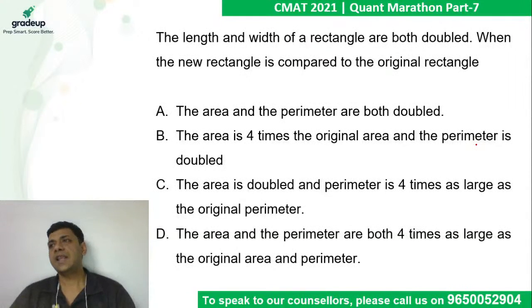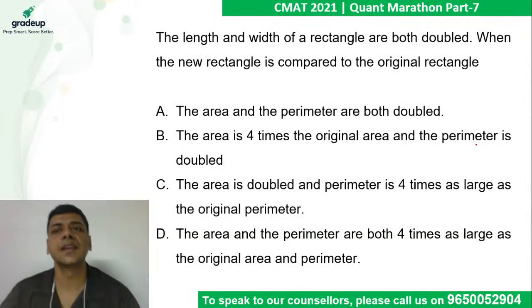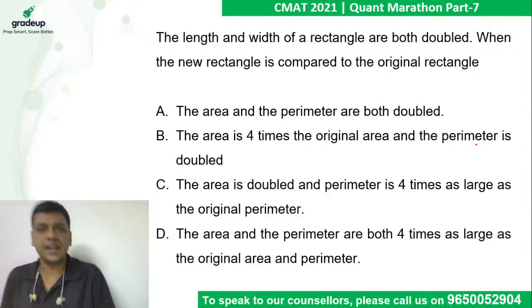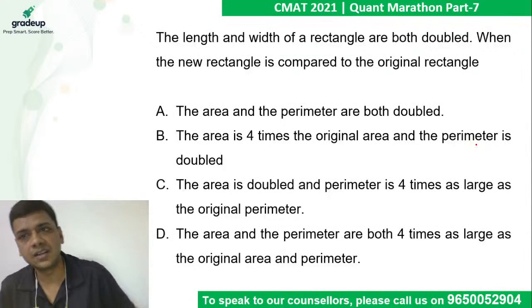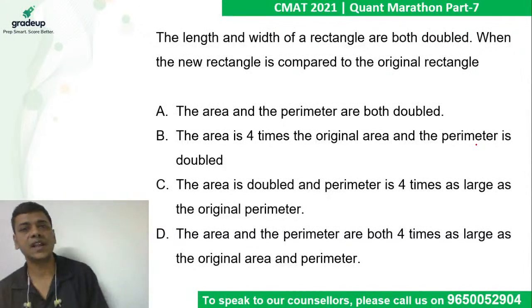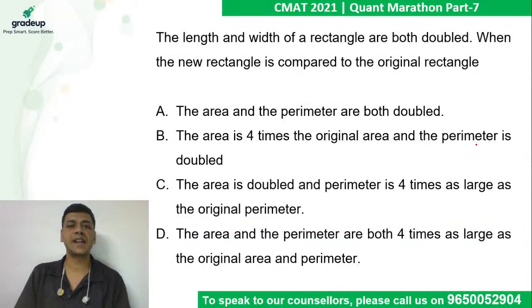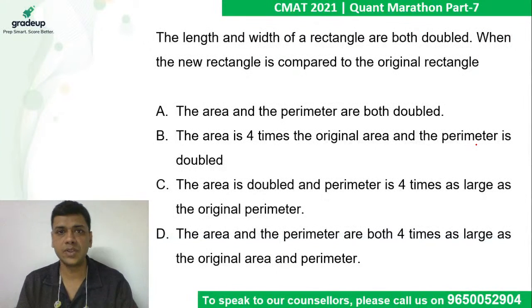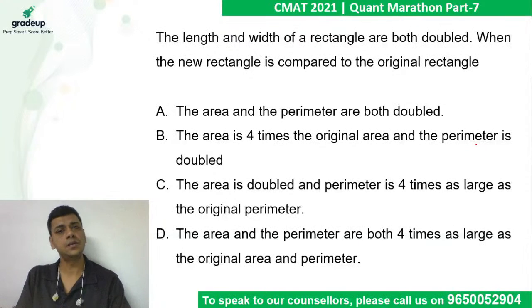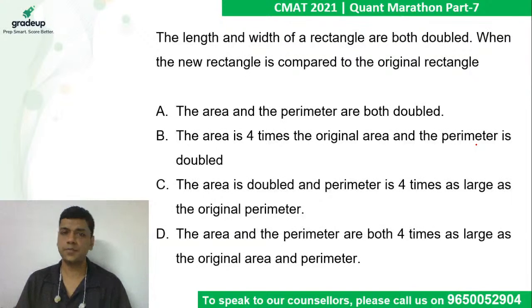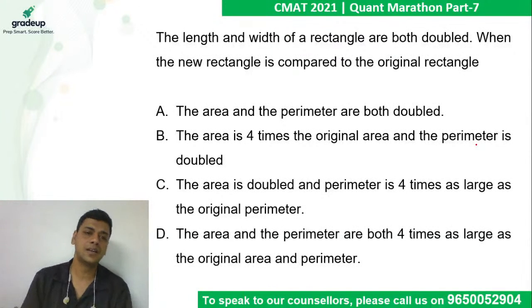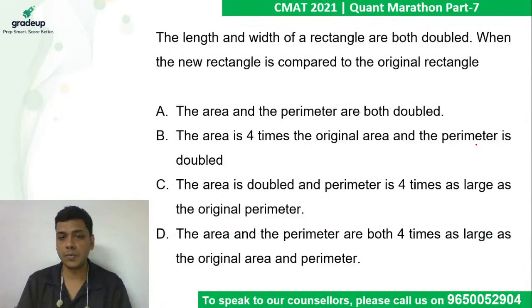Okay, now next one is: length and width of a rectangle are both doubled. When a new rectangle is compared with the original rectangle, what will happen to the area and what will happen to the perimeter? Option A says both area and perimeter will be doubled. Option B says area will be 4 times, perimeter will be doubled. Option C says area will be double, perimeter 4 times.